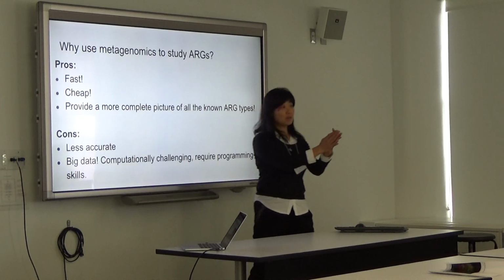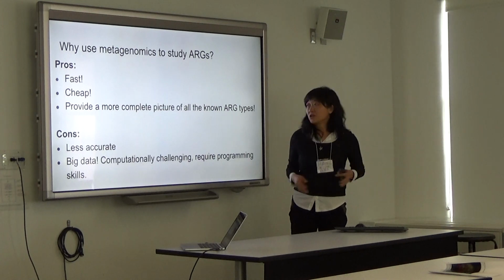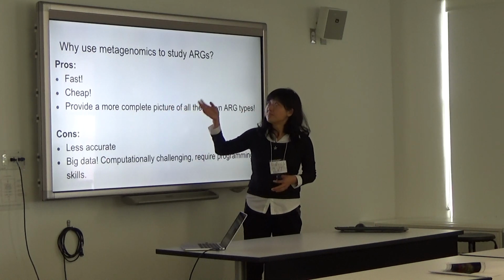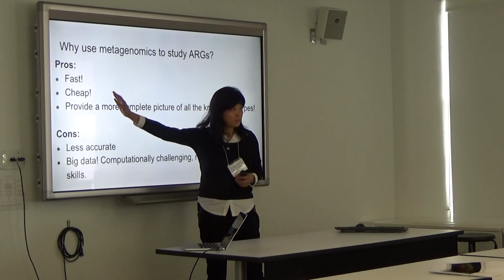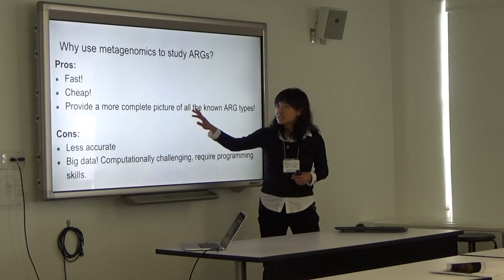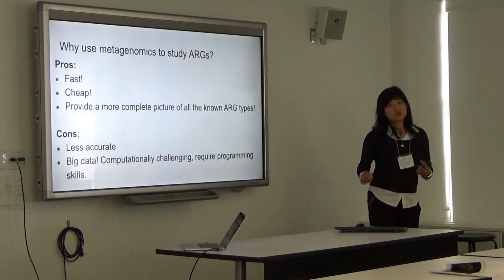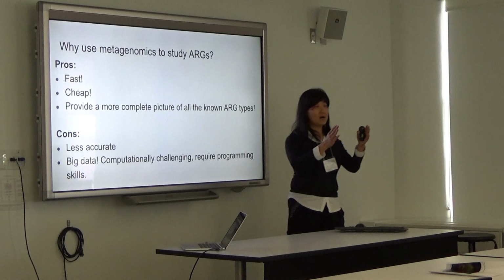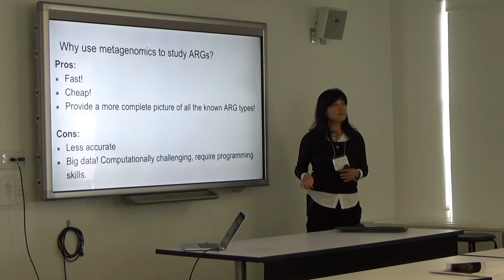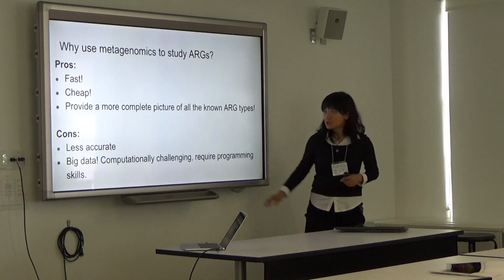It's fast. You take some samples from anywhere you are interested: human gut, animal gut, feces, urine, whatever, and you generate sequences, and then you can annotate them in terms of ARGs. So it's fast. It's very cheap nowadays. A few hundred dollars, you can generate a lot of sequences. And then, of course, it provides a more complete picture of all the known ARG types. Unlike the traditional way of studying ARGs, where you focus on one particular one, with metagenomics data you can have a more complete picture of the kinds of ARGs that might be present in your sample. So you get a more global view.